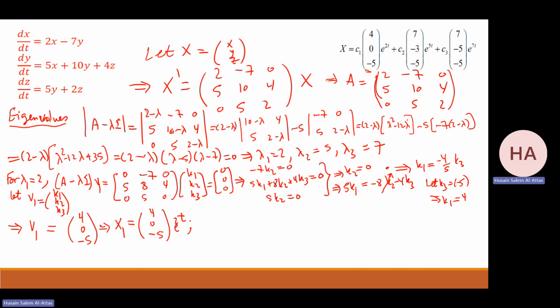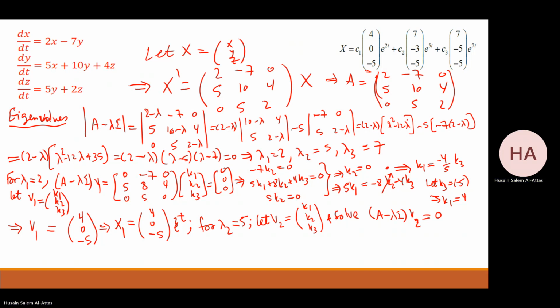Okay, now we'll go to the second lambda. Lambda 2 equals 5. What would happen? I need to solve the system. I let V2, capital V2, be K1, K2, K3, and solve this system: A minus lambda I times V2 equals the vector 0.